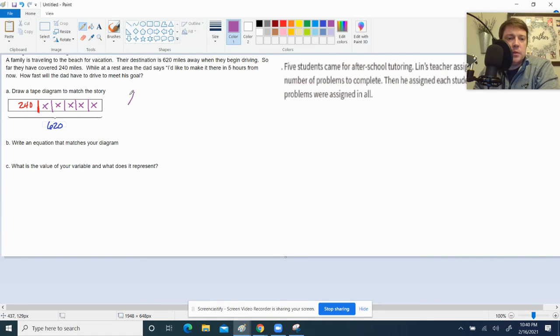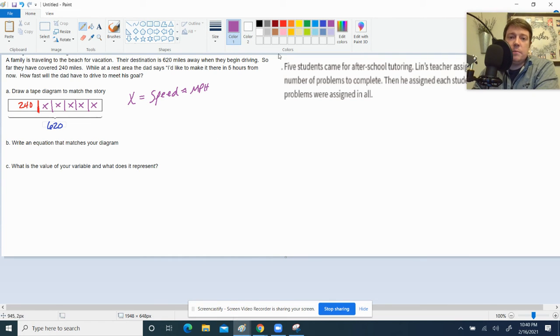It really does help to know what your x represents. X is my speed, or also known as miles I'm traveling every hour, right? If I'm going 50 miles per hour, that's 50, 100, 150, 200, 250. 250 plus that doesn't equal 620. So I'm going to have to go far faster than 50 miles per hour to get there, right? So we have it set up where we can solve this bad boy.